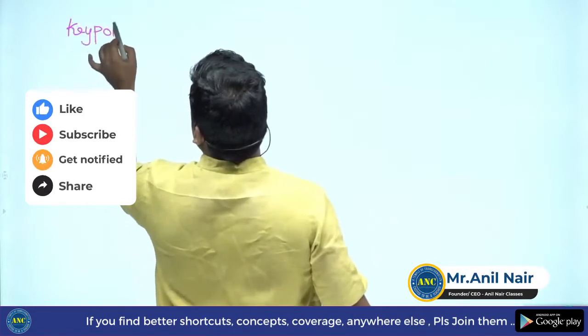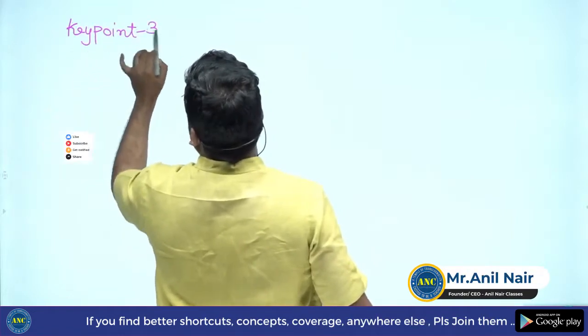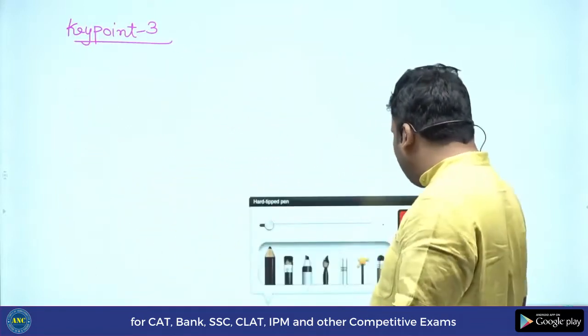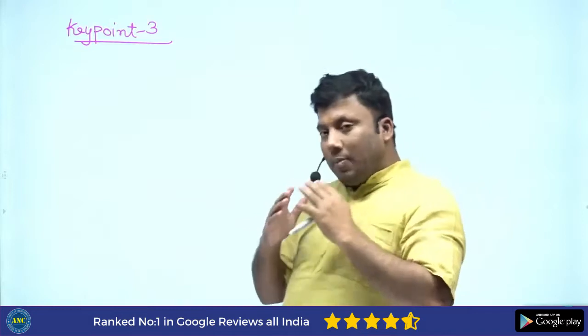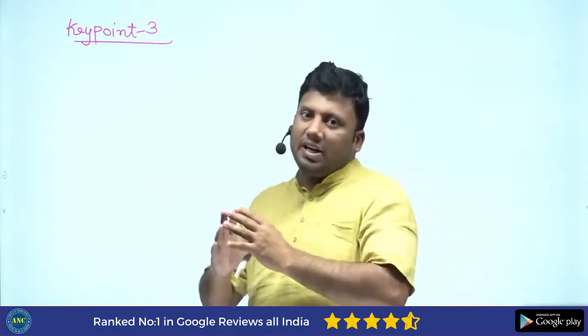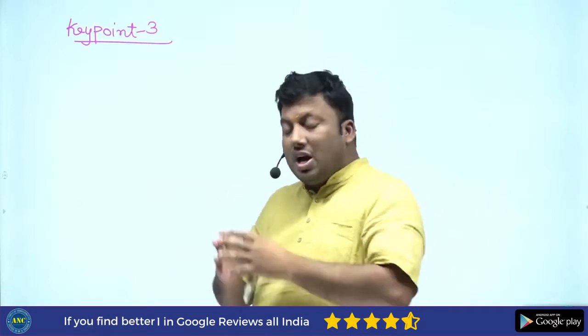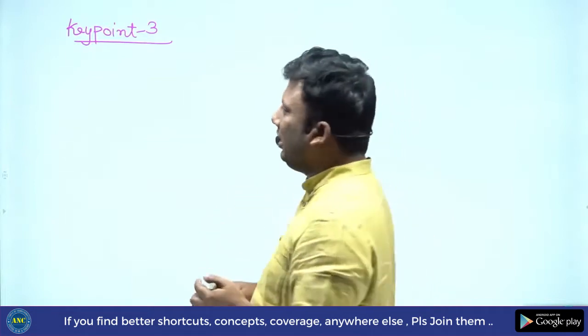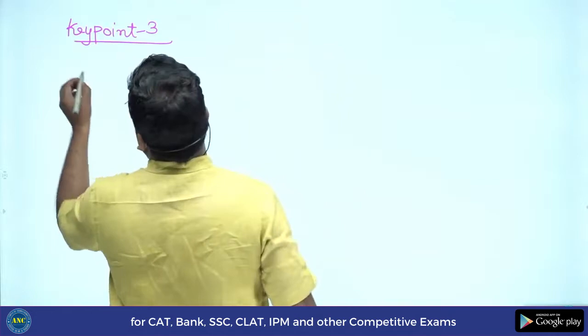Once your concepts are clear, then you will be able to solve a lot of questions very easily. Key point 3. Amounts for a particular year in a serial order are in geometric progression. Compound interest for a particular year in a serial order is also in geometric progression.